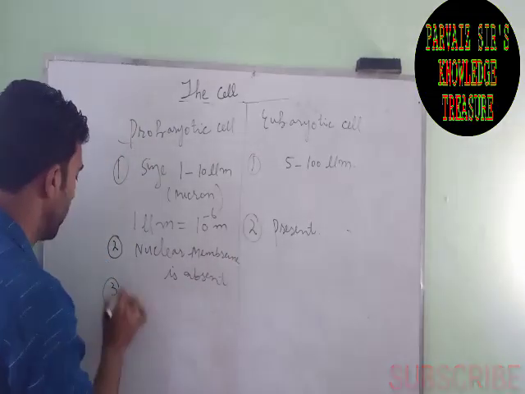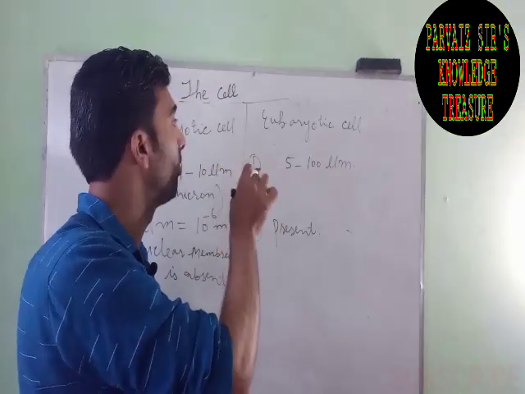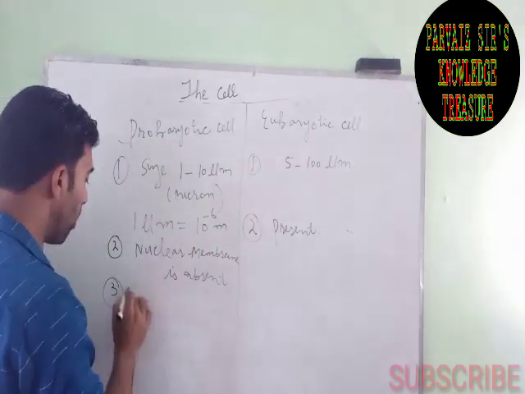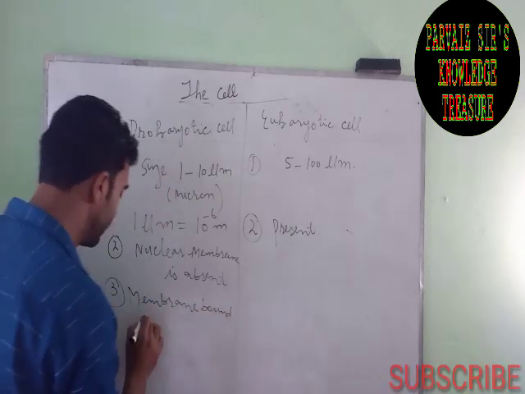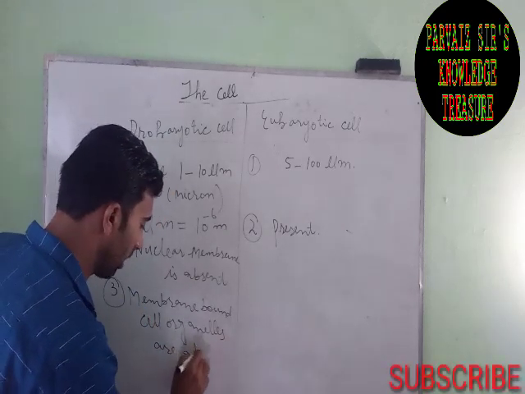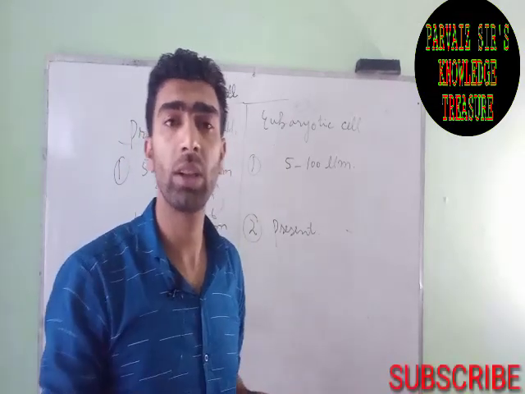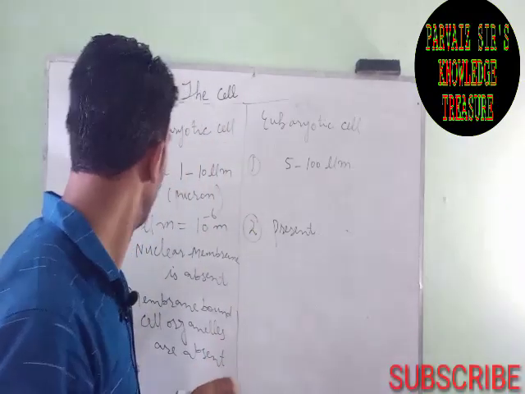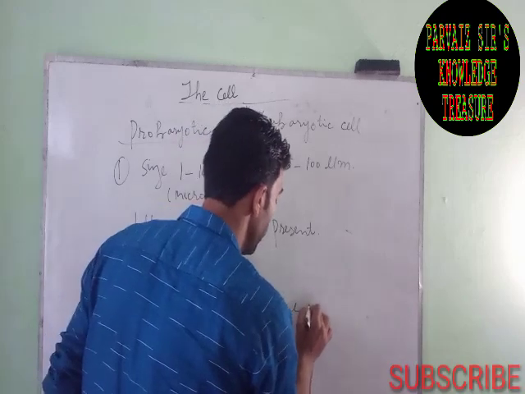Third point of difference is compartmentalization. Cytoplasmic compartmentalization is absent in case of prokaryotic cells and it is present in eukaryotic cells. That is, membrane bound cell organelles are absent. Membrane bound cell organelles like mitochondria, chloroplast, endoplasmic reticulum, lysosomes, Golgi apparatus are absent in case of prokaryotic cells, whereas membrane bound organelles are present in case of eukaryotic cells.